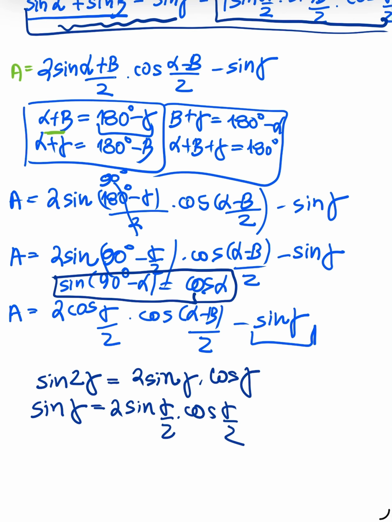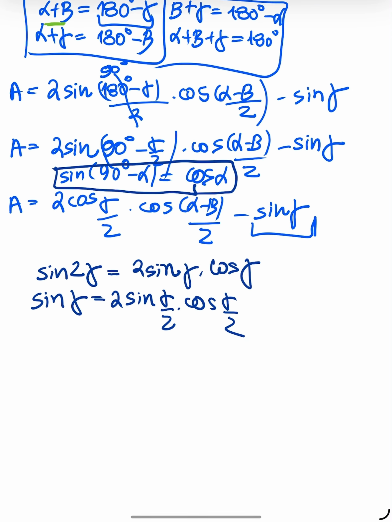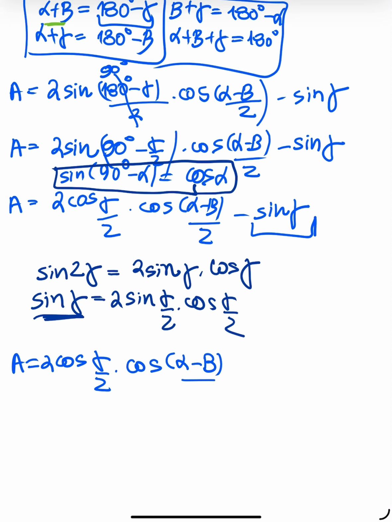Because we are having only sine gamma, we are substituting only the value for sine gamma. So we have A is equal to 2 cosine gamma divided by 2 times cosine alpha minus beta divided by 2, minus 2 times sine gamma divided by 2 times cosine gamma divided by 2. And that's what we are using.